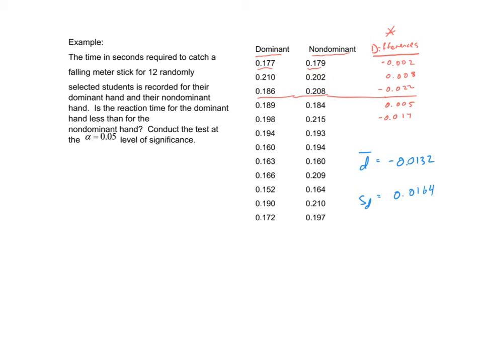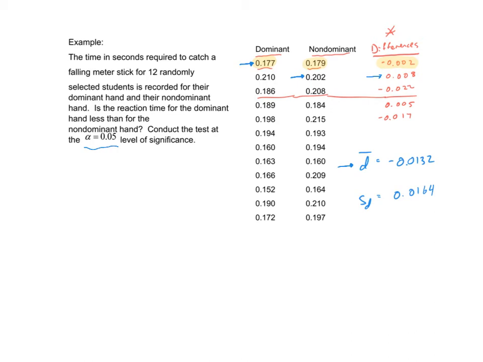Before we move on to the next step in the problem, I just want to focus on the numbers here for just a moment. Take this first dominant and non-dominant hand, for example. The difference is negative, which means that the dominant hand was faster. The next one, the difference was positive, which means that the non-dominant hand was faster. So our mean of the differences being negative means that the dominant hand was faster, but only by a tiny bit. So the question is, is that statistically significant at the 5% level of significance? That's what we're testing here.